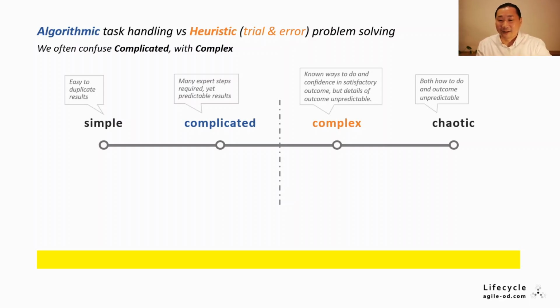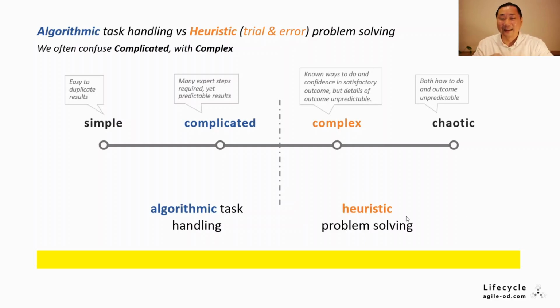Okay, so to solve a complicated task, we can handle it algorithmically. That is like solving a math problem, step by step, in a linear way. Now, as we learned today, the right way to solve a complex challenge is to do trial and error, right? Yes, and it's called heuristic problem solving. As a matter of fact, we can call agile heuristic problem solving.